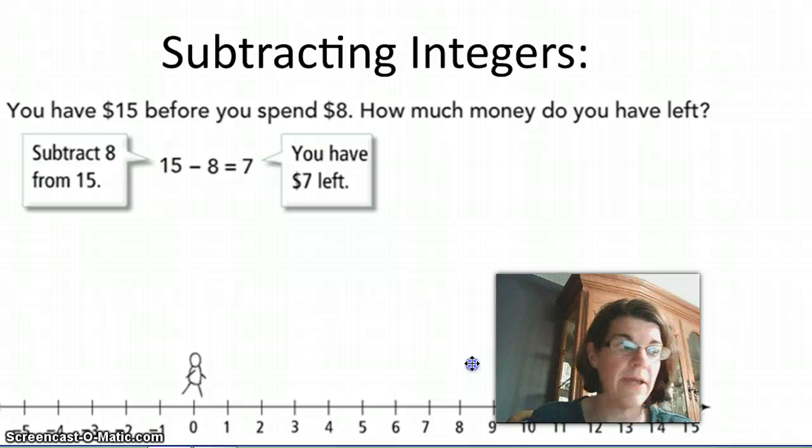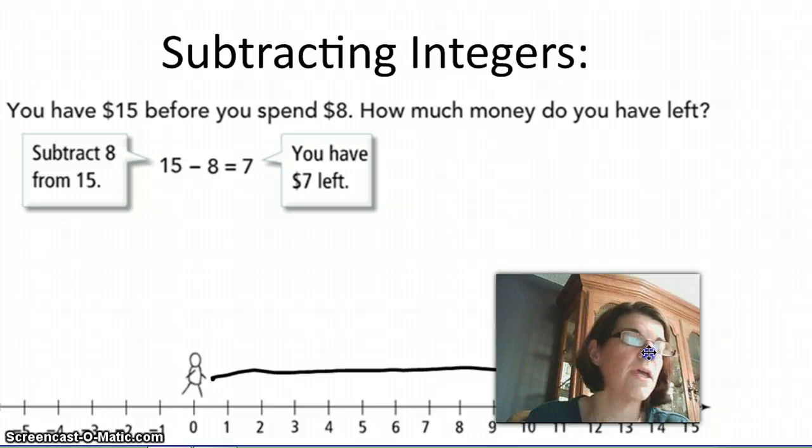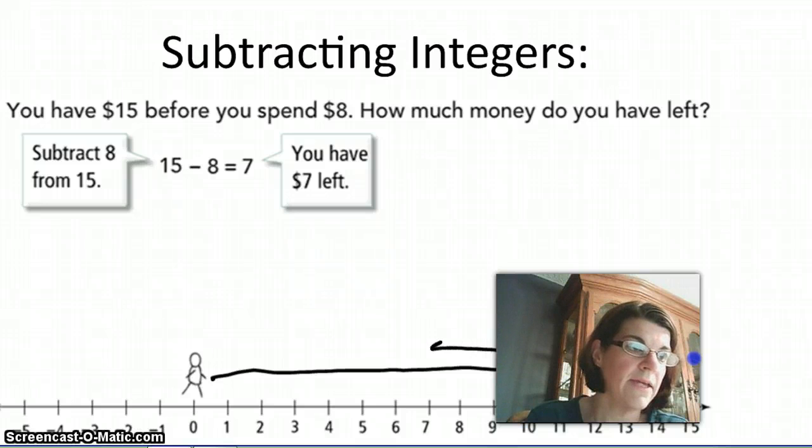But if we look at a number line, take a look at our little man down here. If we were to do a drawing, we are at 15, so that would be equivalent to walking 15 steps forward. And if we're going to spend 8, we have to turn around and go back 8, which would take us back and land at 7. So we would be left at 7.